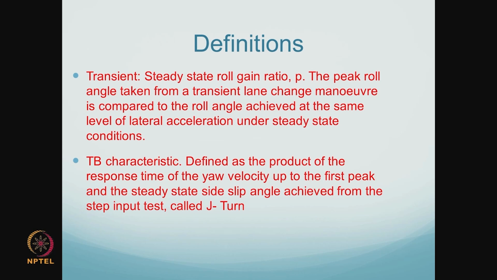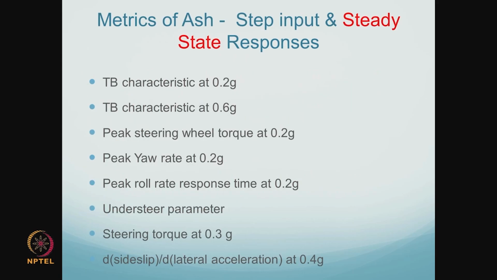Things are becoming complex, right? The numbers are increasing. So TB, which is a product of these two things, time and the slip angle, at 0.2 G, when you take a J-turn and the acceleration is 0.2 G. Then 0.6 G means you increase the velocity and take a turn so that the lateral acceleration you achieve is 0.6 G.